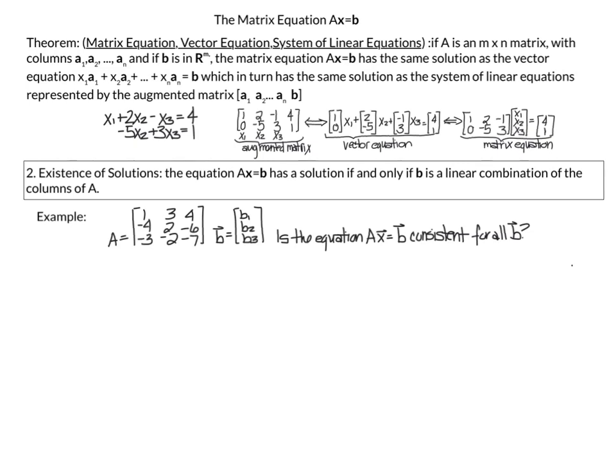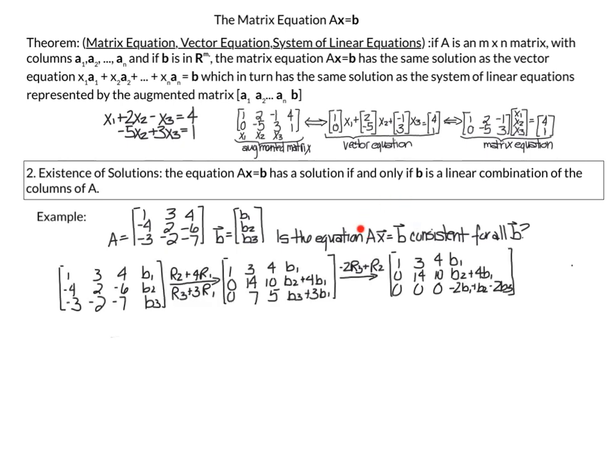We'll start with the example where A is equal to 1, minus 4, minus 3, 3, 2, negative 2, 4, minus 6, minus 7, and b is equal to b1, b2, b3. And the question is: is the equation Ax equals b consistent for all b in R3? In other words, when does Ax equal b have a solution? To solve this, I'm going to convert my matrix equation into the equivalent augmented matrix.